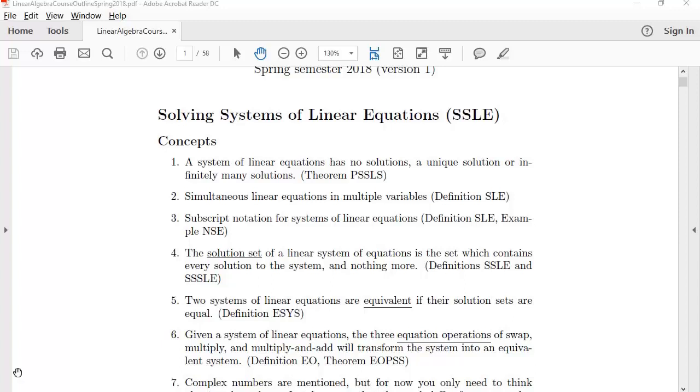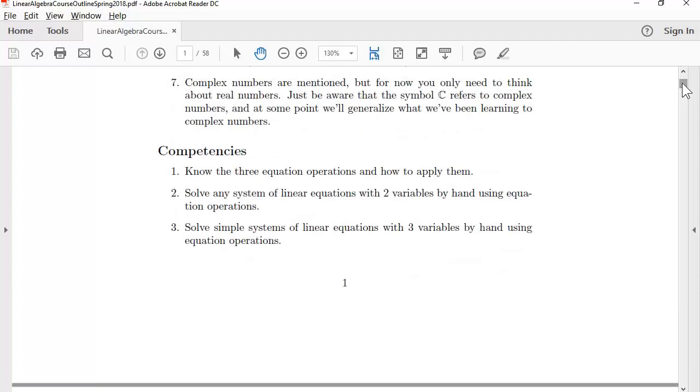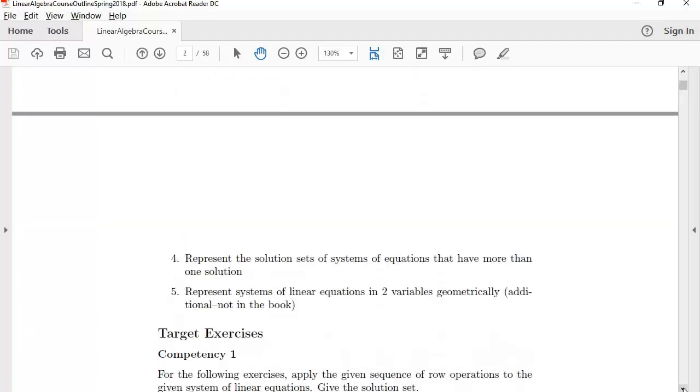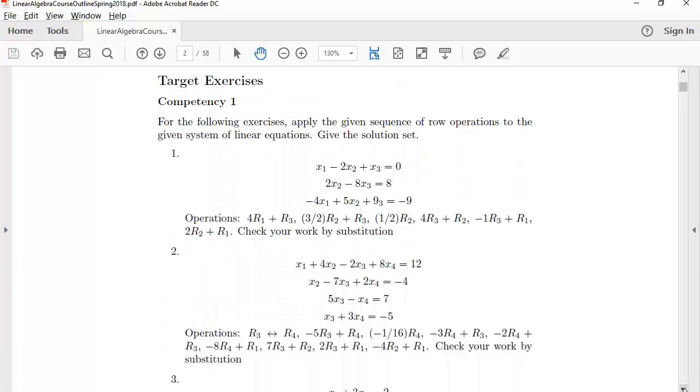Okay, I'm going to jump right in and do some exercises from SSLE, Solving Systems of Linear Equations. I'm going to assume that you're familiar with the concepts and the competencies. In this video, we'll look at competency 1. And there are some other exercises for you to do. I'm going to go ahead and do this first exercise here.